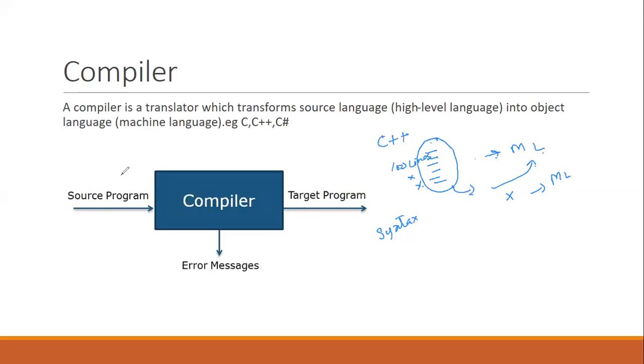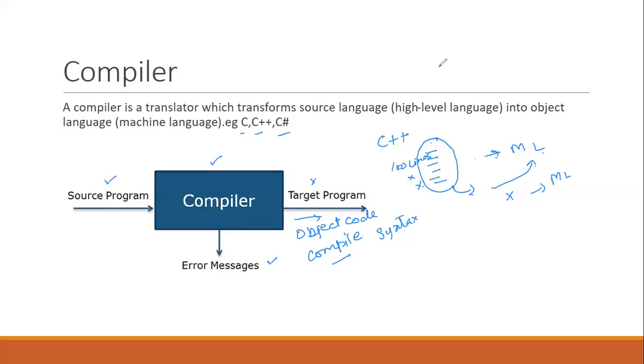So this diagram shows that you have the source code and the compiler. It will check the error messages. If there are some error messages, it will not convert it into the target program. If everything is fine, then it gets converted into the target program. This target program we call the object code or the compiled code, which is understandable by the machine. Okay, so this is the main purpose of the compiler, and some examples of languages which have a compiler are C, C++, C sharp, etc.